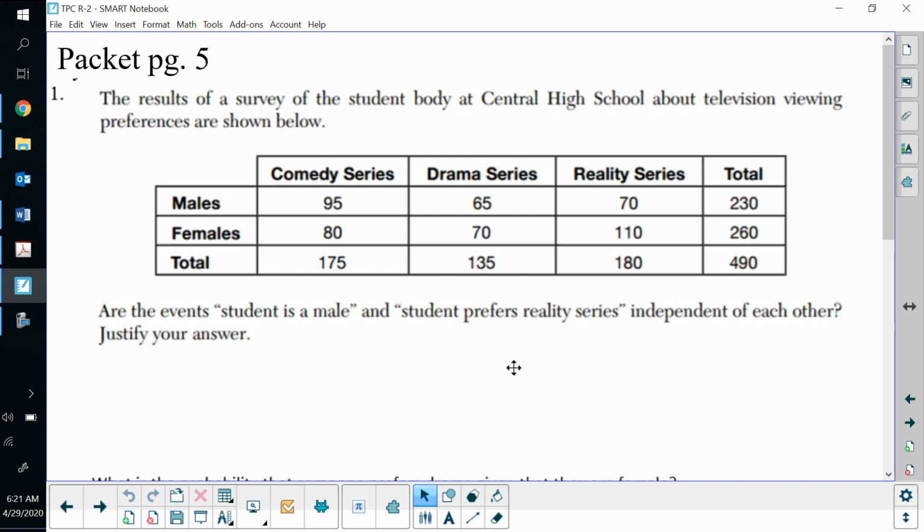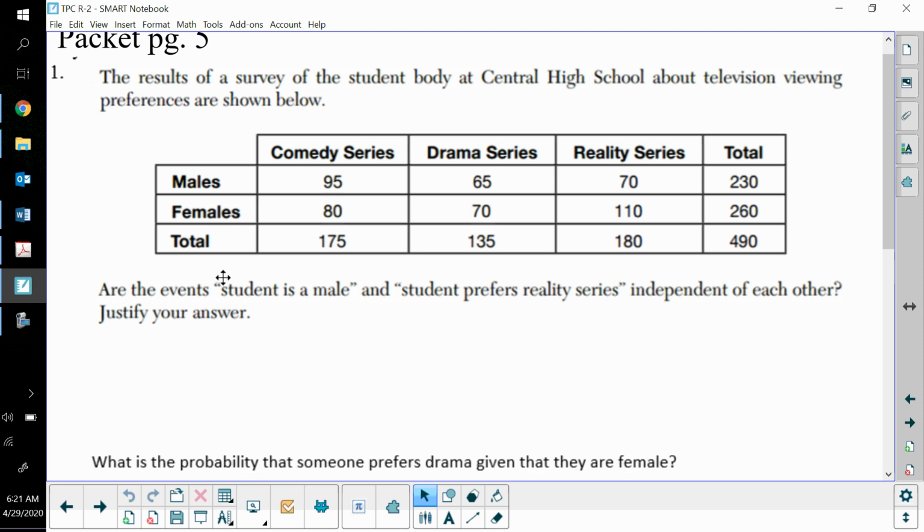Okay, so between the video and what you're going to do on your own, you're going to be working on pages 5 through 8 and questions 1, 2, 3, and 7. We're going to do 1 and 2 together, and then you'll have to do questions 3 and 7 on your own. So when you have a two-way table, if they don't give you the totals, you need to fill in your totals. But here they gave us our totals, so we're all set.